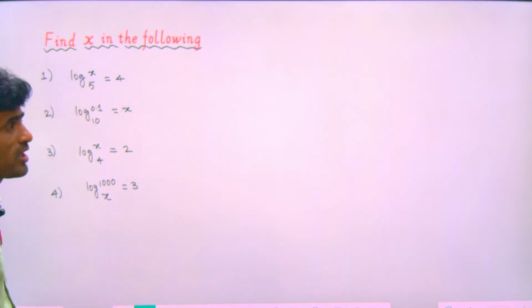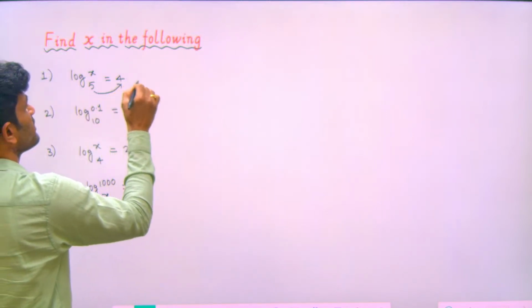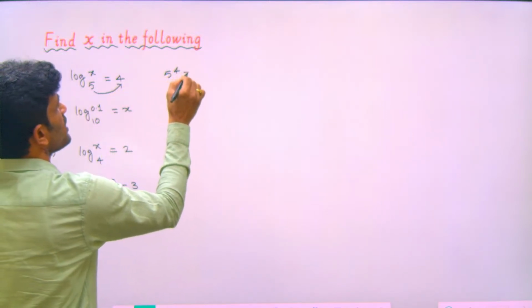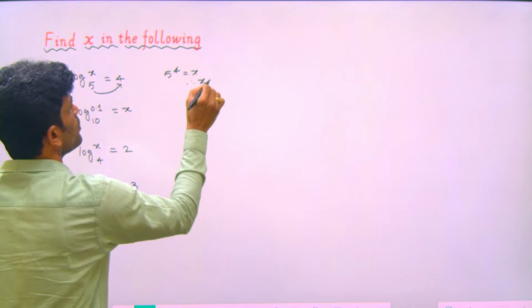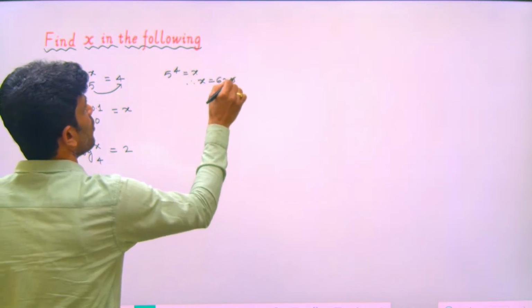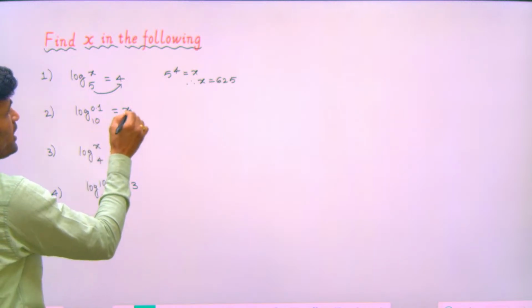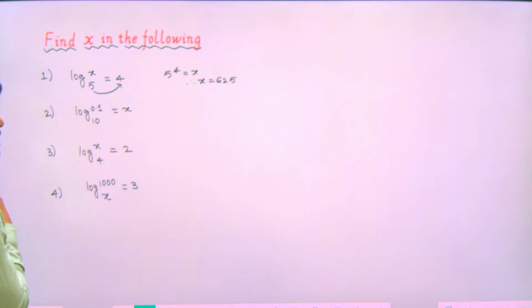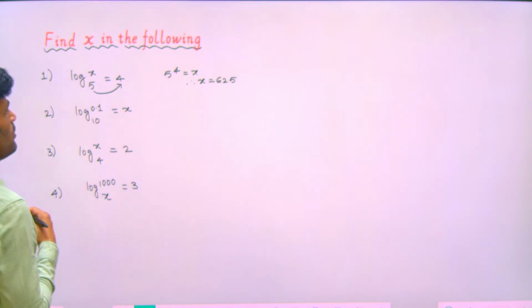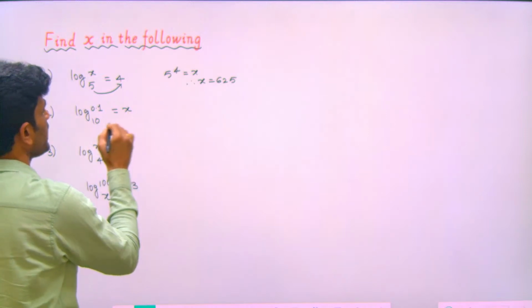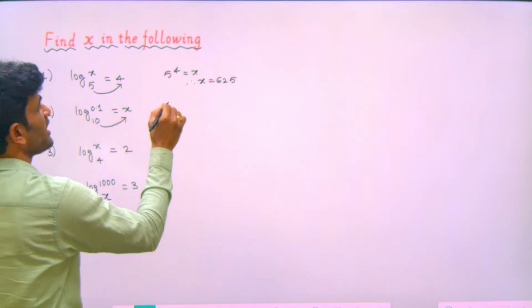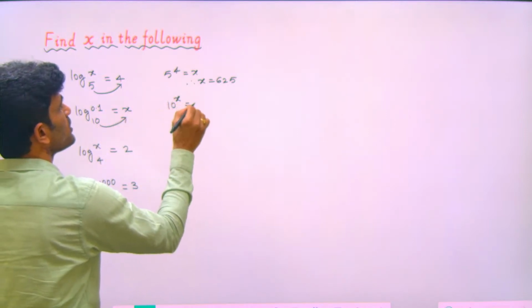If it is given like this, how can we find? Just send this 5 that side. 5 to the power of 4 is equal to x. Therefore, x is equal to 625. Hope you understood the solution. Similarly, here, we want x here. Here, how can we do it? We can follow any method. One method is again, you send this here. We get 10 to the power of x is equal to 0.1.